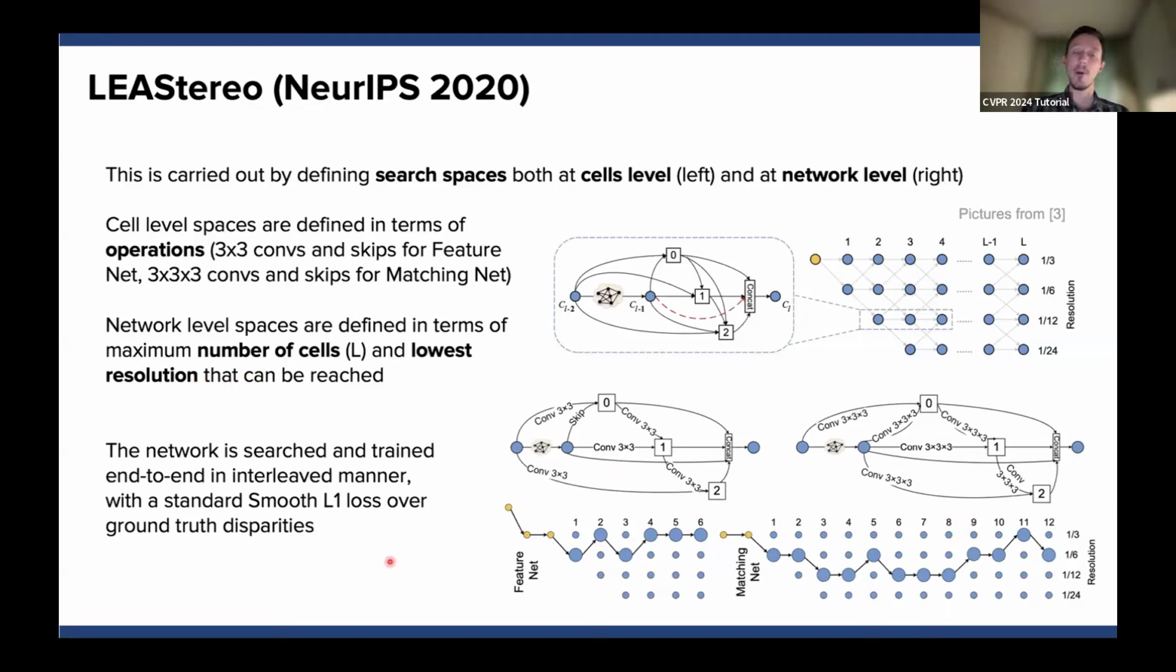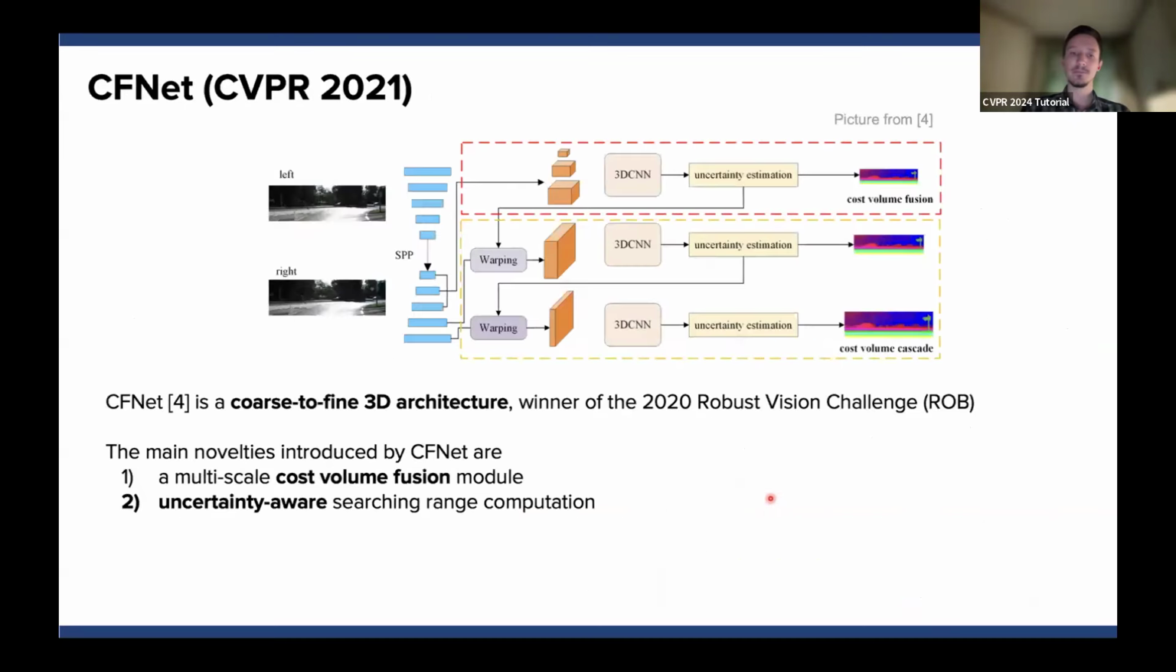That is something that was very popular in 2019. And this picture shows the overall architecture that has been found by the LEAStereo authors. We can see that it is something very uncommon with respect to the architectures existing at that time, because at that time, both the feature net and the matching net were basically composed as U-nets. So we had the resolution going down and then going up again, while here we can see how it just goes up and down multiple times. So this is a design very unlikely for a human to propose from scratch.